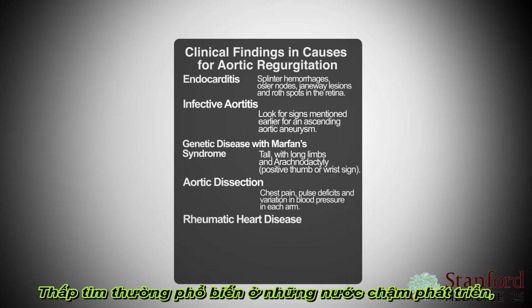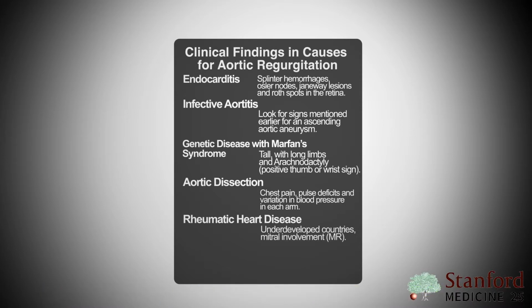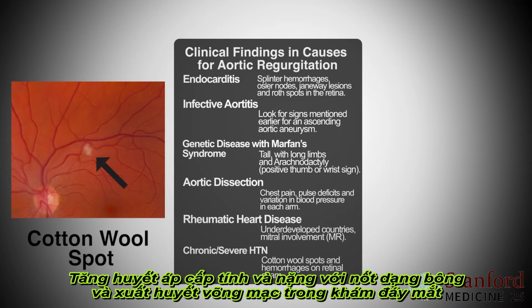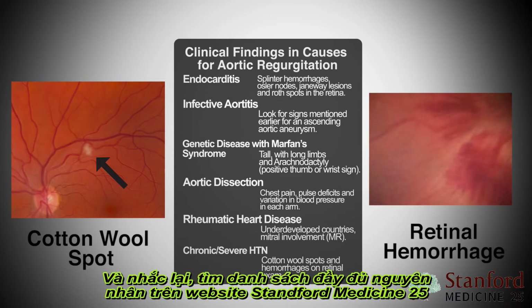Rheumatic heart disease, really more common in underdeveloped countries. Patients often present also with mitral involvement, usually mitral regurgitation. Chronic and severe hypertension, look for things like cotton wool spots or hemorrhages on the retinal exam. And again, find a full list of causes on the Stanford 25 website.